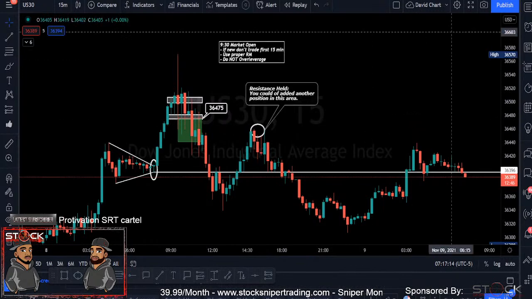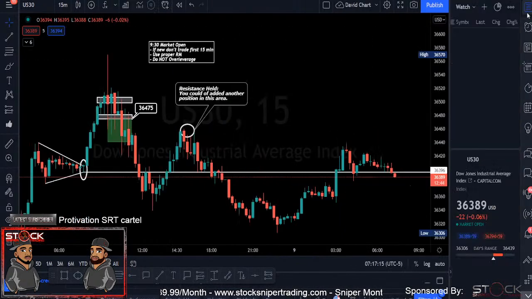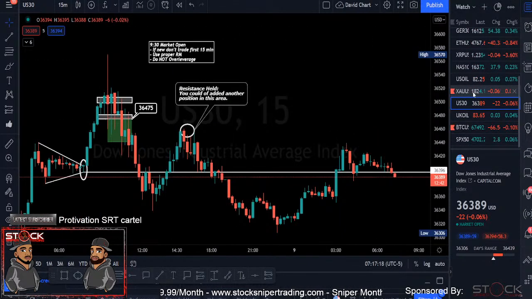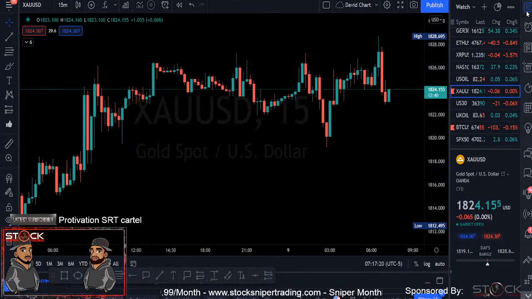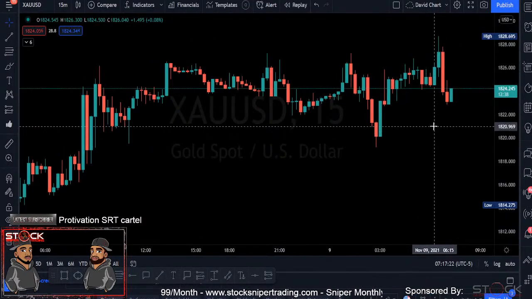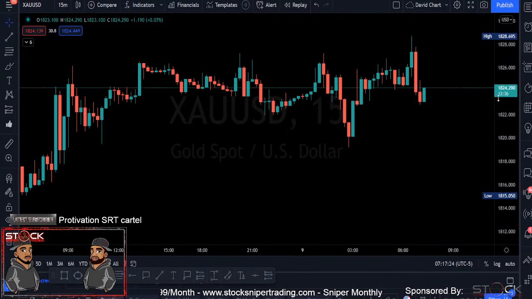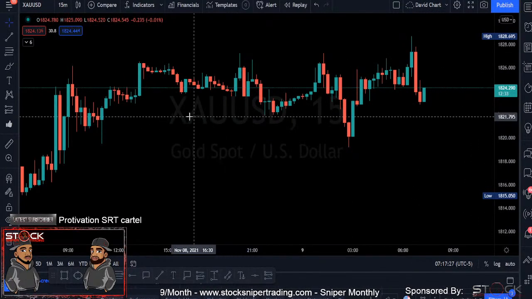Let's go over to gold. Gold is having push-pull movements here. You can really see what's happening. It's currently at 1824. This is on the 15-minute.